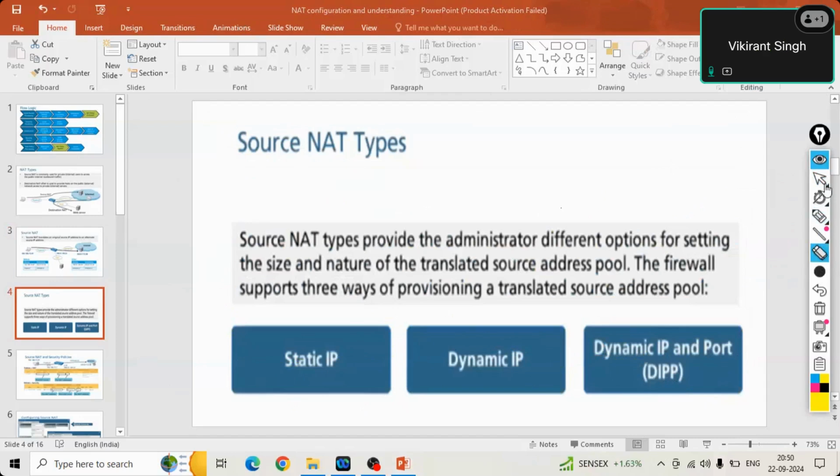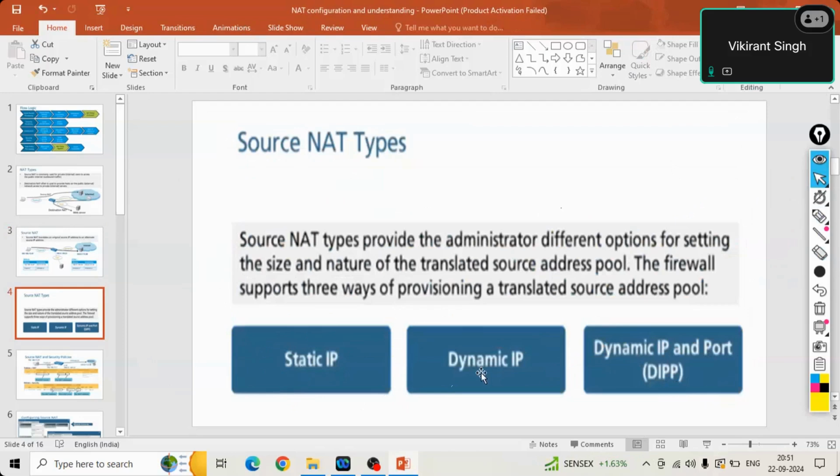So the source NAT types provide the administrator different options of setting the size and nature of the translated IP. I told you, right? Static could be either 1, 4, 6, or 8. So it will not come into static IP, because static IP only has 1 to 1, one private, one public. So it is very stupid to have one public IP for a static IP, right? So we are using dynamic IP to have a lot of source NAT LAN networks, right? If we have only one LAN network and one public IP, it sounds very stupid.